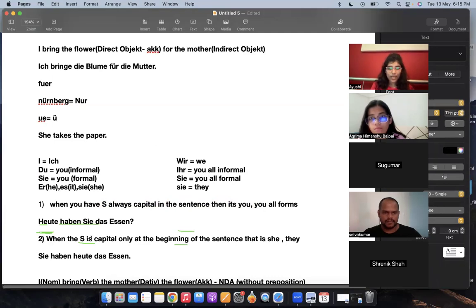But if I'm writing, let's say, happen, this is small s. In that case, the S is smaller at the second place. That means it is she and they, because for she and they, the S is capital only at the first place, and other places it's smaller. So here it's smaller, that means it's she and they. Is it clear to everyone?